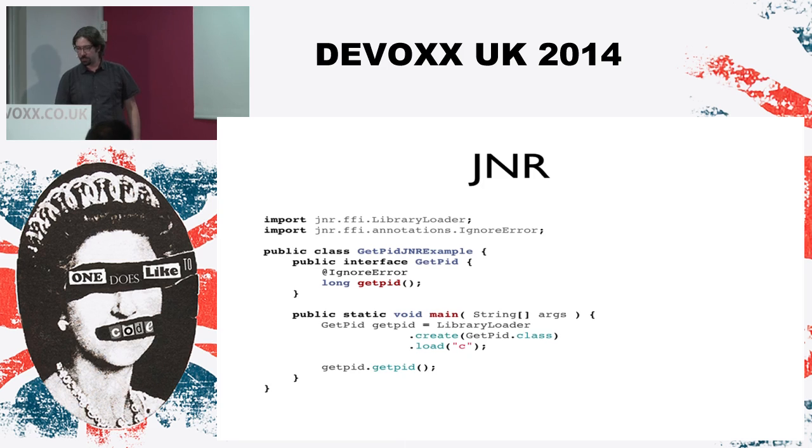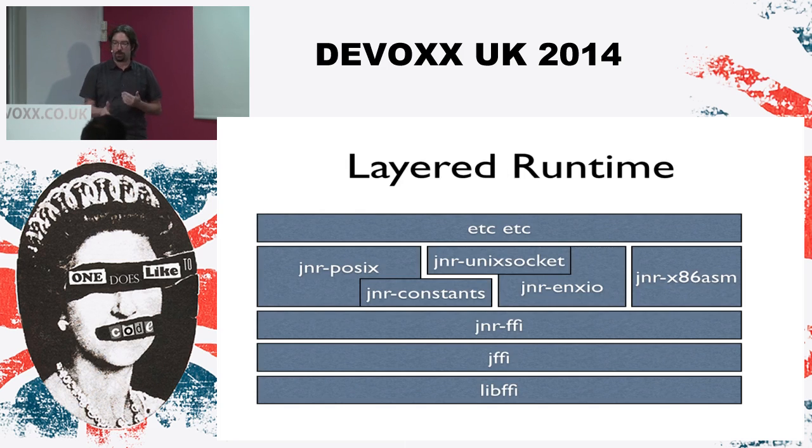So let's talk a little bit about the way our layered runtime, the features that we provide as part of all the JNR projects. We'll start from the bottom here with libFFI and work our way up through a few of these utility libraries.